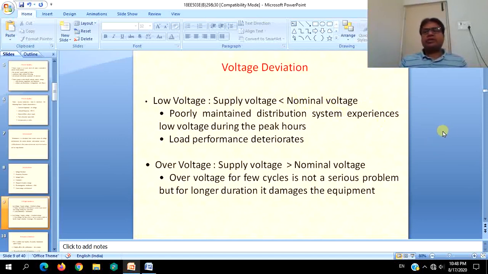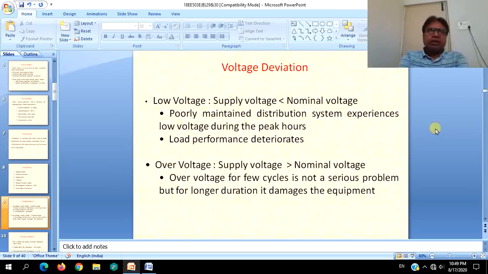When it comes to the first disturbance, that is voltage deviation, there is low voltage and over voltage. In low voltage, the supply voltage is less than the nominal or actual voltage. That is for single phase. If the nominal voltage is 230 volts, the supply voltage will be less than 230 volts and it lasts for longer durations basically. This is a result of a poorly maintained distribution system, which experiences low voltage during the peak hours.